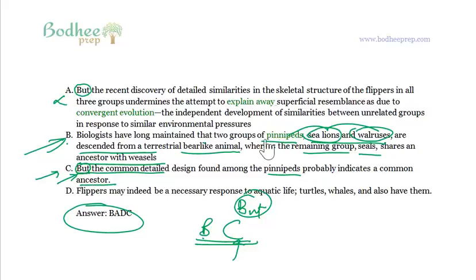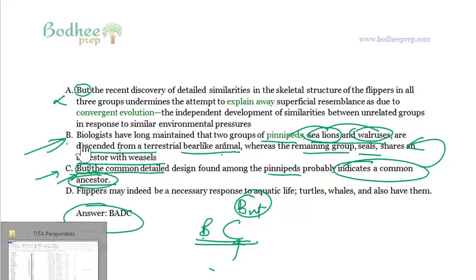Biologists have long maintained that two groups of pinnipeds, sea lions and walruses, are descended from a terrestrial bear-like animal. But the common detailed design found among pinnipeds probably indicates a common ancestor. So this idea, indicating a common ancestor, does not have a contrasting notion with B. That means BC is not a pair. And D basically is not making any sense with B. Can you relate B with D?